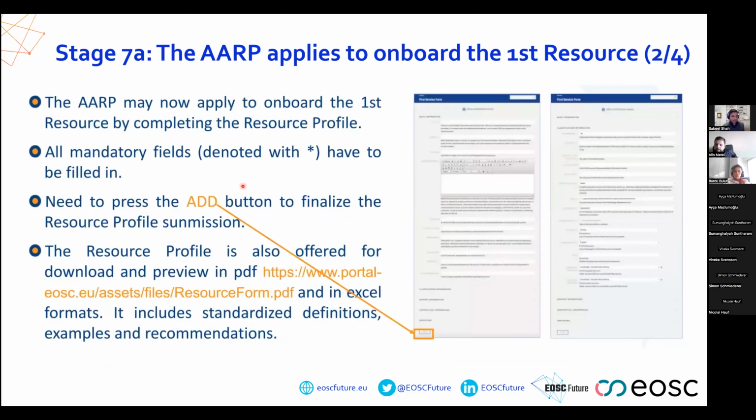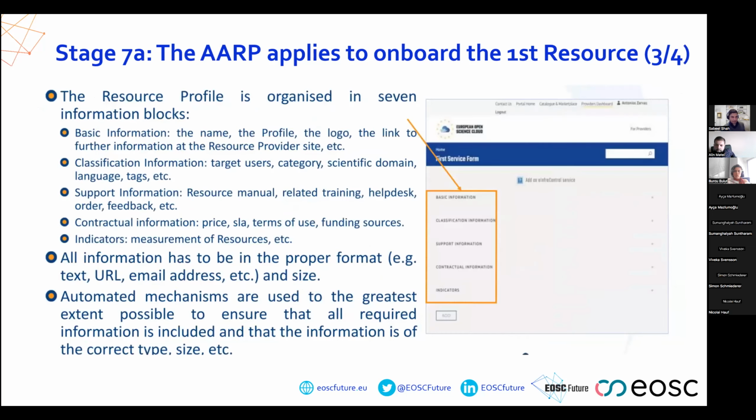When the web interface is selected, we have a form where they can apply to onboard the first resource. In this form, some of the fields are optional and some of them are mandatory. Mandatory fields are denoted by an asterisk. Once they have filled in all the fields, they can press the add button, and the application is sent for that resource which they want to onboard.